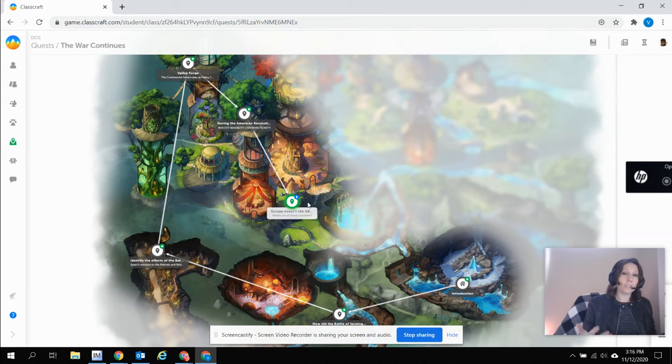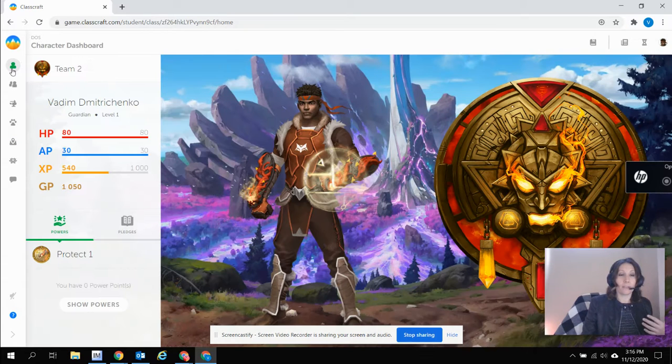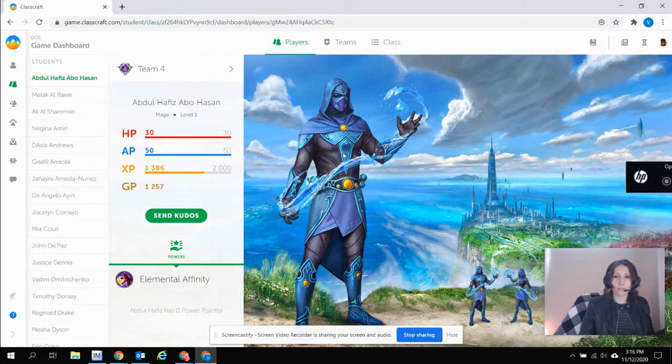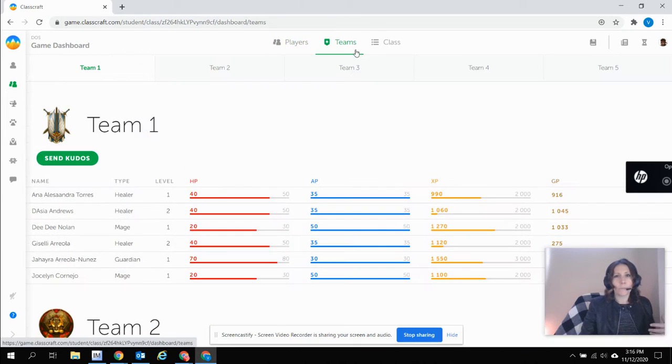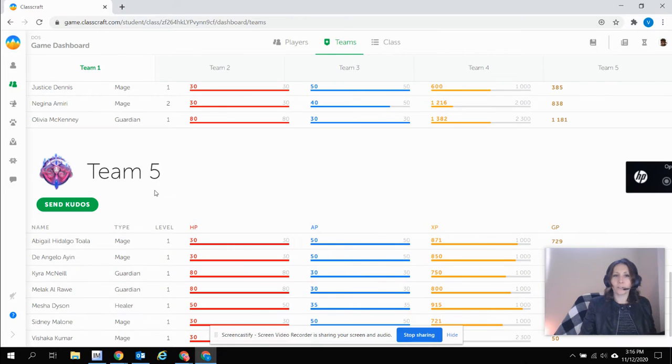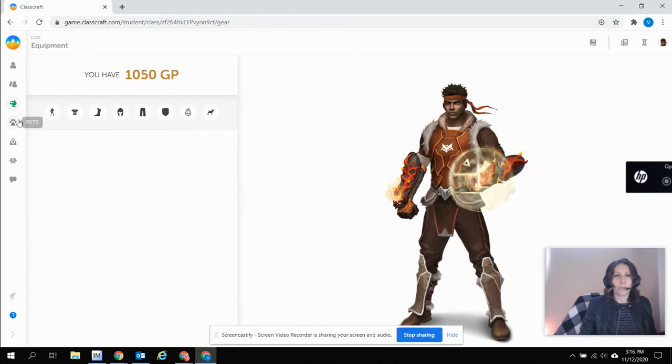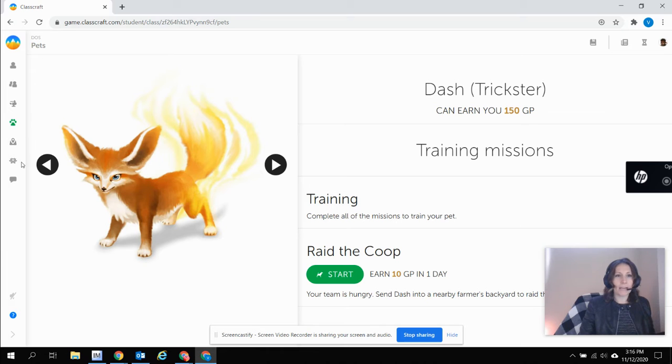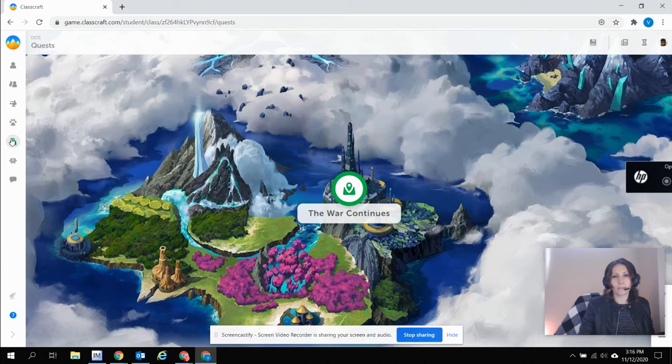Now, once you're finished with the quest, it's usually going to log you in and it's going to look like this, and you're going to have your teams. You can see who's on what team right here and what their stats are. You can see equipment you might have, any pets you might have, and then the quest. This is where we're going to spend time, and this is where we spent time today.